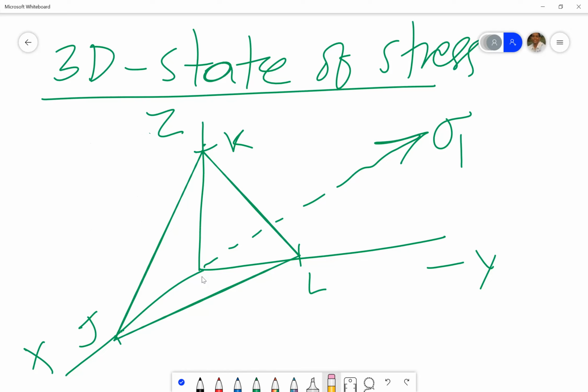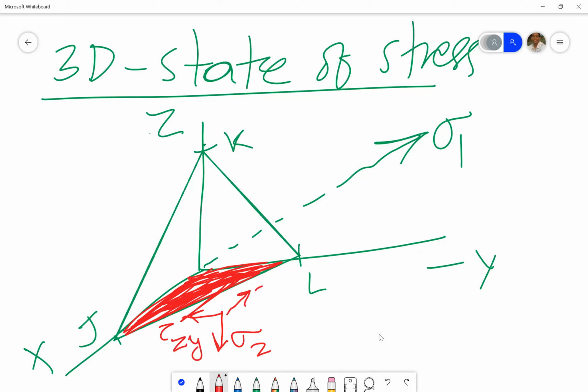So what is the state of stress on each plane? If you see this plane, I'm marking this plane, there are always stresses. There will be the normal stress, normal to the plane, and its direction is sigma z. This is the z plane. So if this is a z plane, the stress acting normal to the plane is sigma z. And if there is a normal stress, then there must also be shear stresses. So these will be tau zy and tau zx.